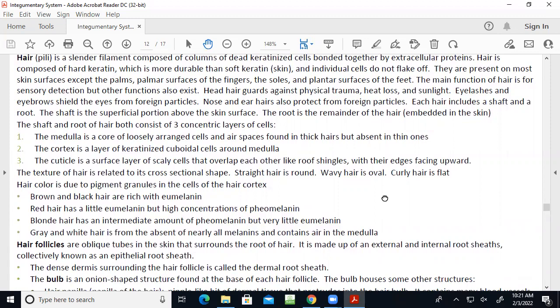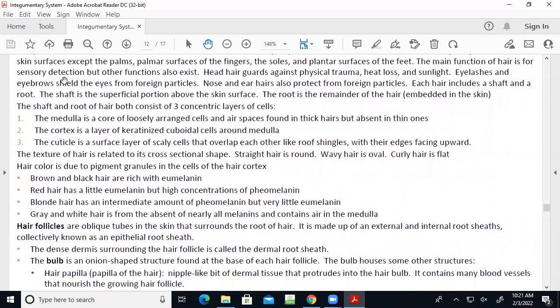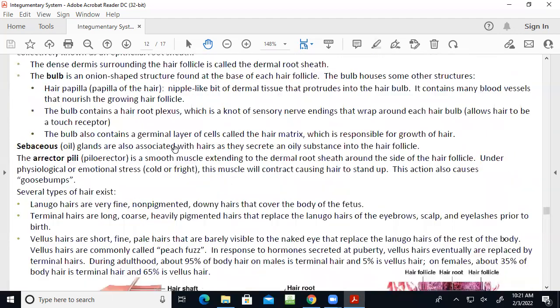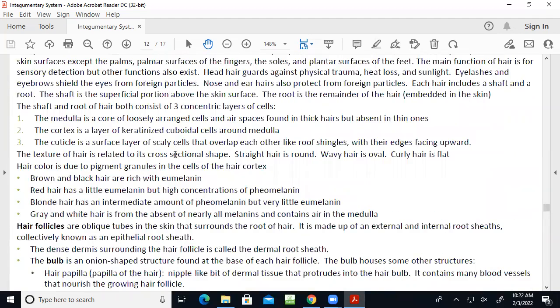Okay. Main function of your hair is for sensory detection, but other functions also exist. Associated with each and every one of our hairs is a nerve ending called a hair root plexus. And even though your hair on the outside of your body is not living, when you touch it or when somebody touches it, you can feel that sensation. And that's one of the most important things that our hair does for us. Okay. Now, there are other functions of hair that exist. The hair that's on top of your head guards against physical trauma, heat loss, and sunlight.